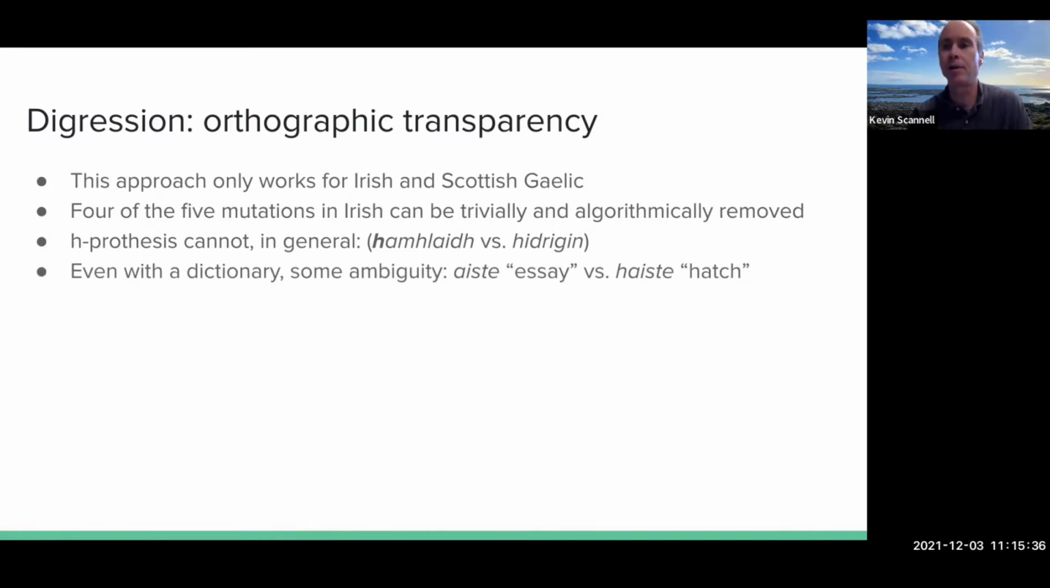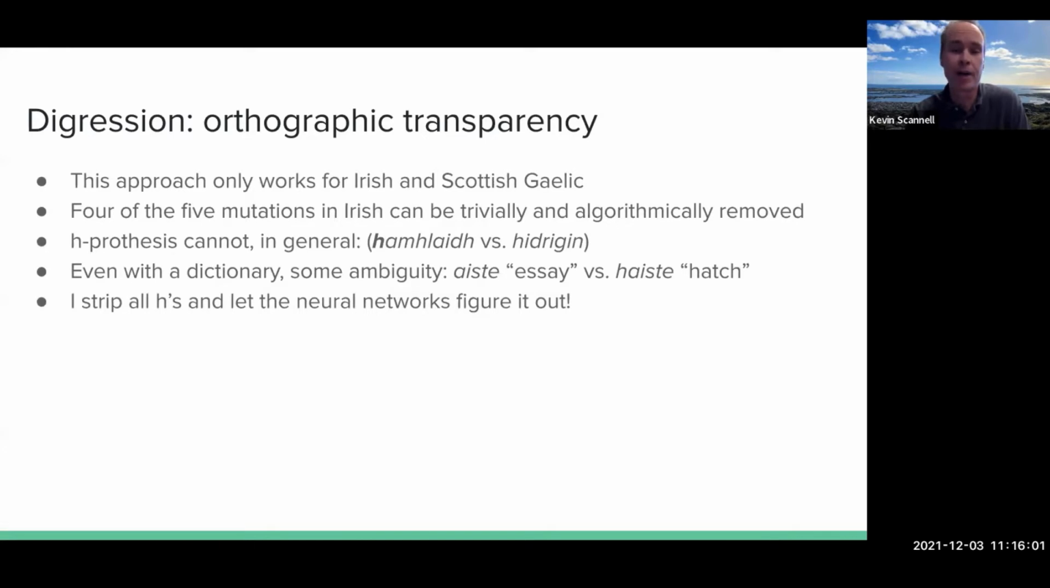That's the cognate for hydrogen. And you might say, well, okay, I could look up in a dictionary and see that hydrogen is actually a dictionary word. But even if you use a dictionary, there are ambiguities. So we have the word ashta and hashta, which are both dictionary headwords. And if I see hashta, I don't know whether that means hatch or whether it's a mutated version of ashta.